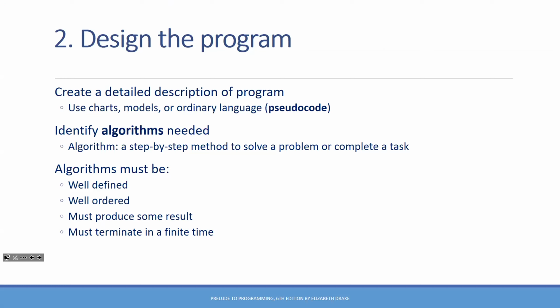But usually our charts and diagrams and things that we create, we're going to share with other people on our project team. We're going to identify those algorithms that we need, our step-by-step instructions that we have. And our algorithms need to be really, really well-defined and well-ordered, and they have to produce some sort of result. And they must get done in a certain amount of time. So they can't just go on into infinity. We want them to produce some results.